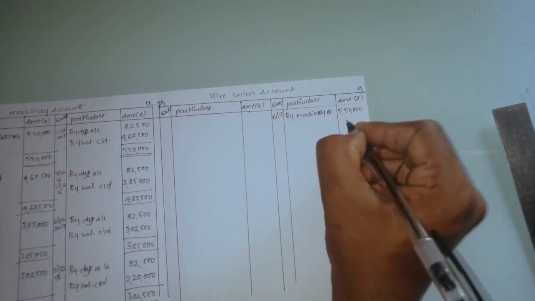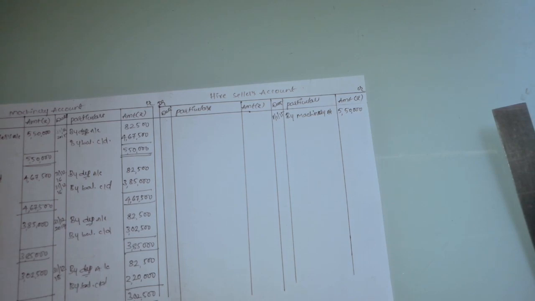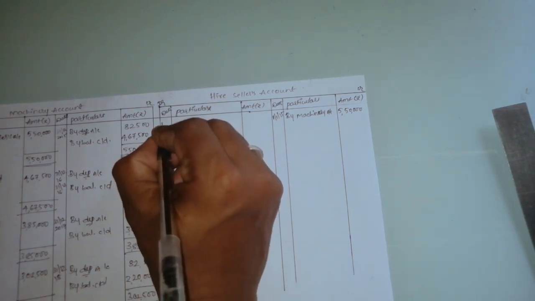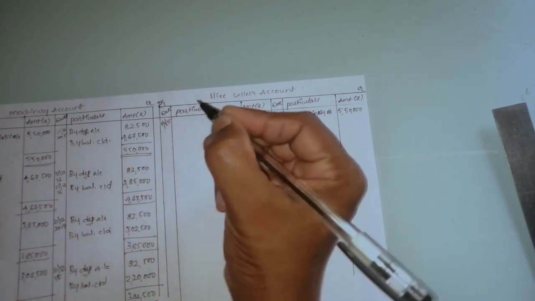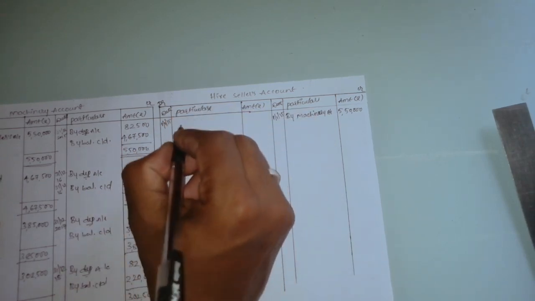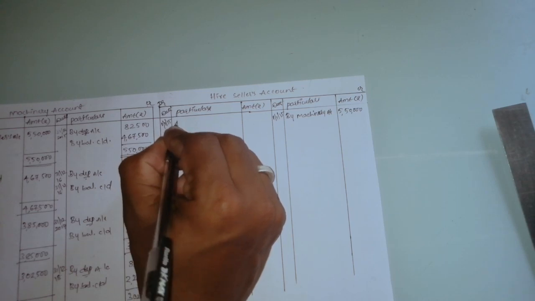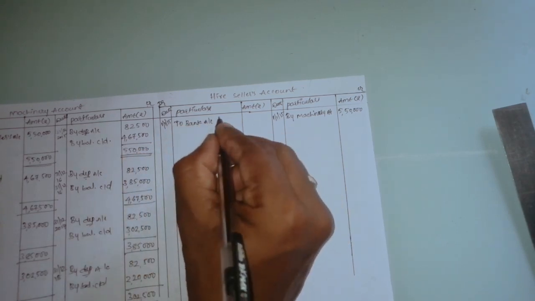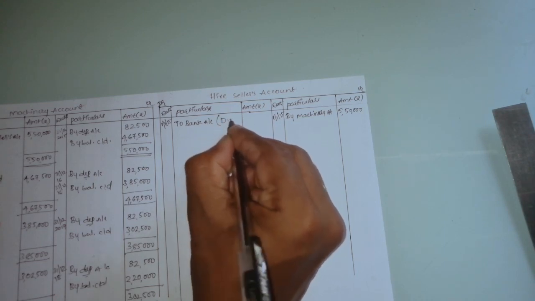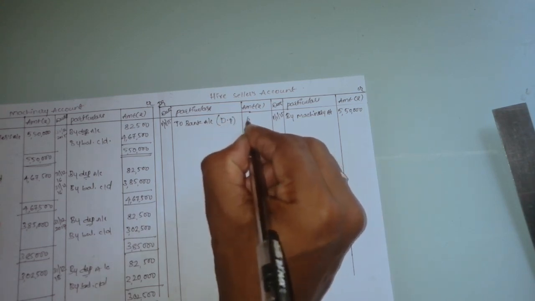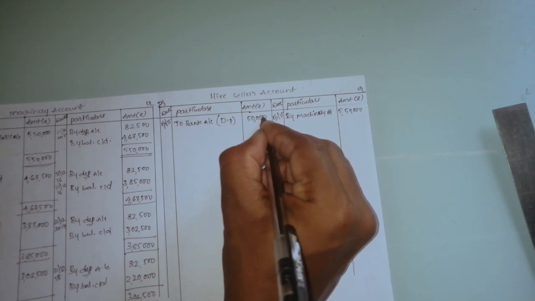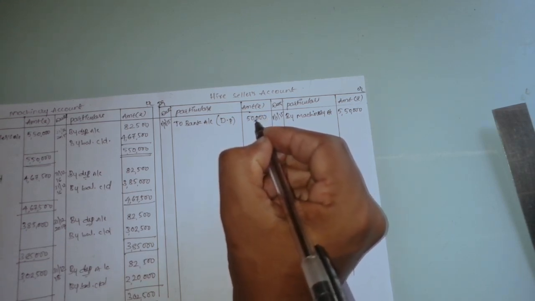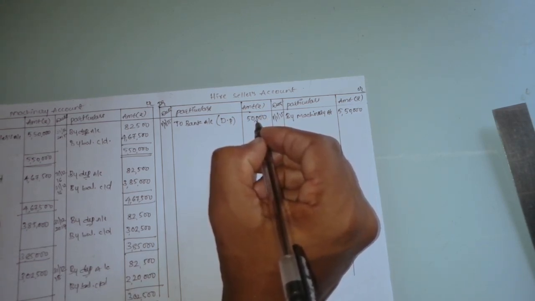5,50,000. Next, for that machinery, first, on 1/1/2015 itself, the hire purchaser Ashok pays the down payment, that is, to bank account (within bracket, down payment). How much? 50,000. To bank account 50,000.